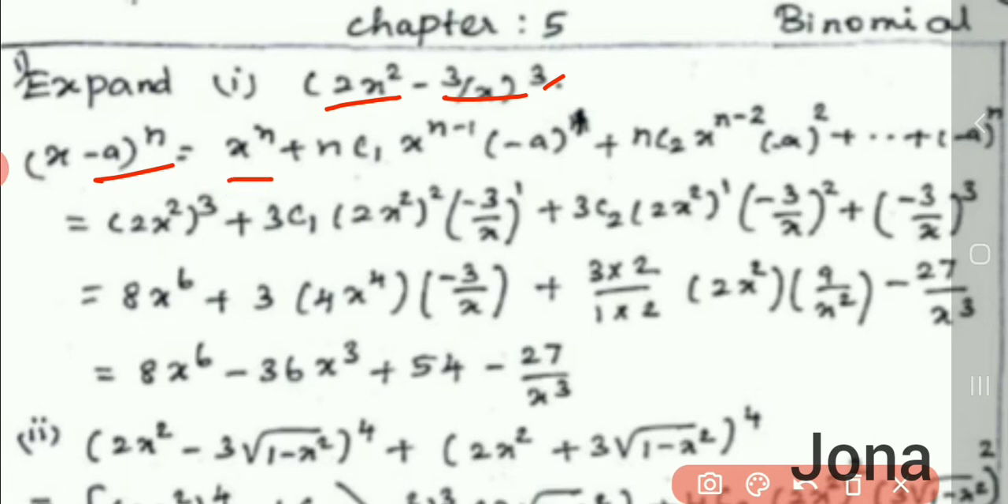That is xⁿ + nC1 xⁿ⁻¹ a + nC2 xⁿ⁻² a² + etc. up to aⁿ. If it is x plus a, we have that binomial formula. But here we have x minus a, isn't it? So instead of a, we have to substitute minus a. In all the places we have to substitute minus a.